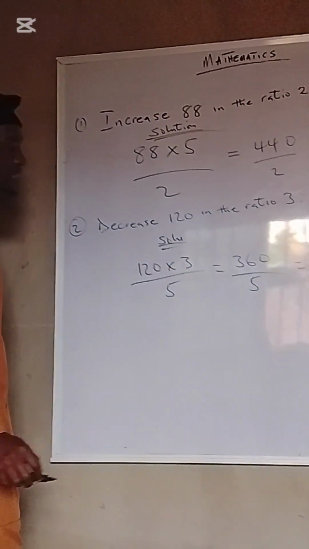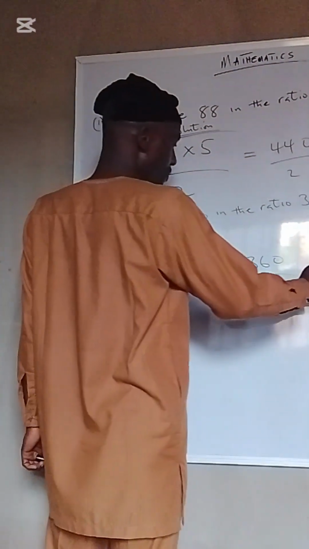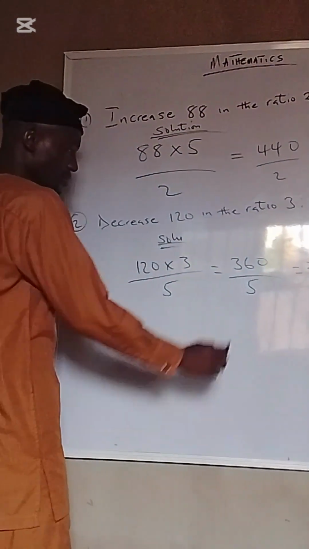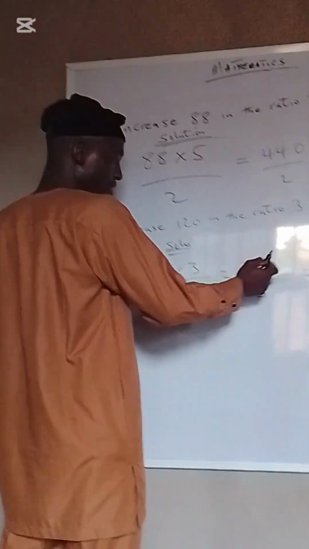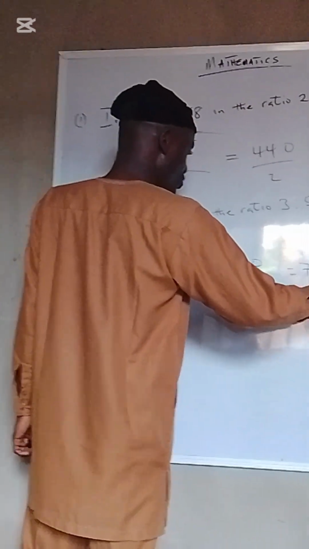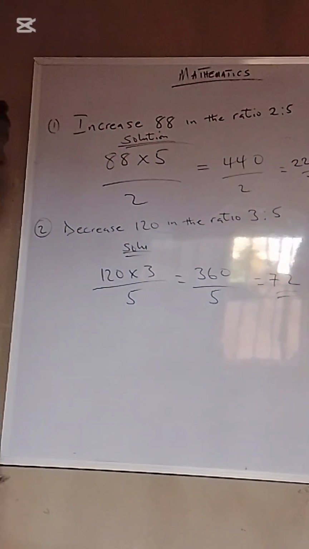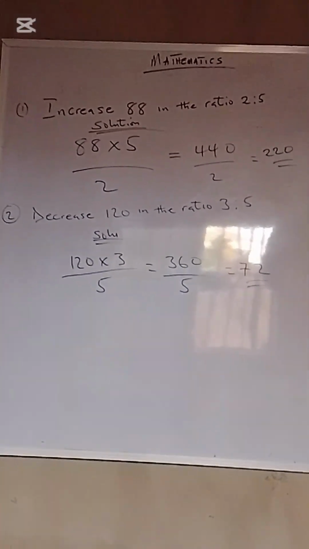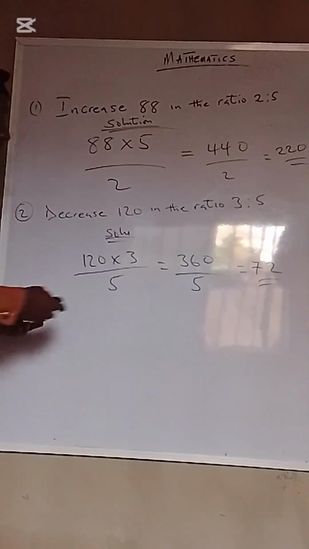So how many 5 can we see in 36? That should give us 7. We remain with 1. We join that 1 to this, making 10. 5 in 10, 2. That's our final answer. So by decreasing 120 in the ratio 3:5, that will give us 72.